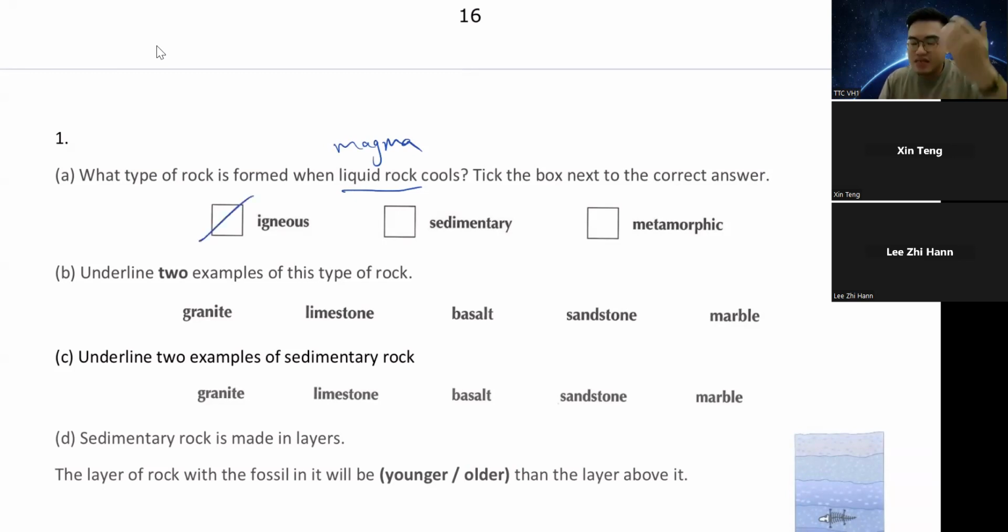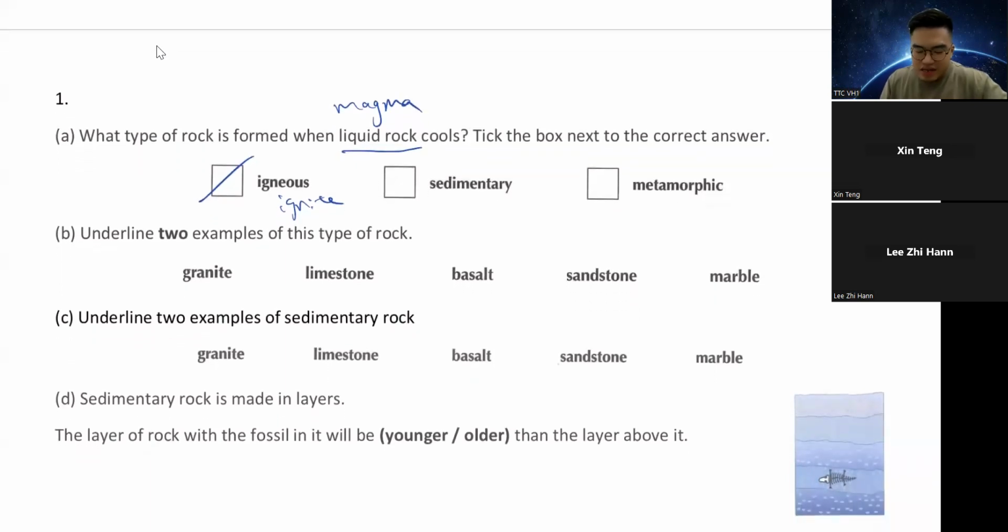You think of ignite, you see, igneous is like ignite. Ignite means you start a fire, right? 点火. So when you start a fire, it's called igneous. So underline two examples of this type of rock. We have granite. We have basalt.